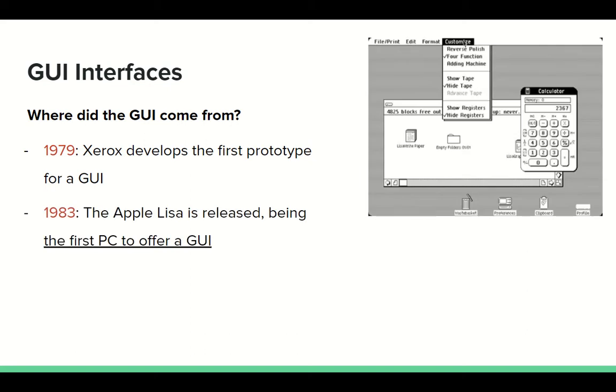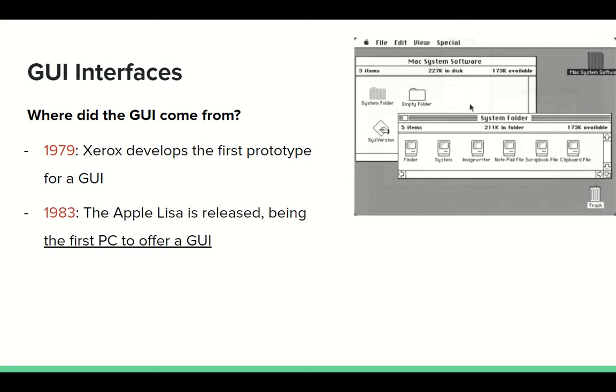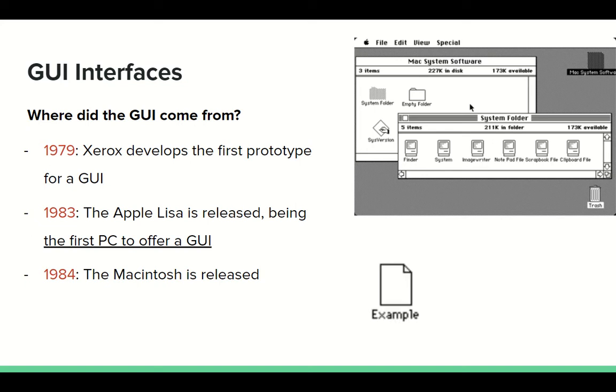In 1984, the Macintosh was released. It was the first commercially successful product to use a multi-panel windows interface. A desktop metaphor was used, in which files look like pieces of paper and file directories look like file folders.